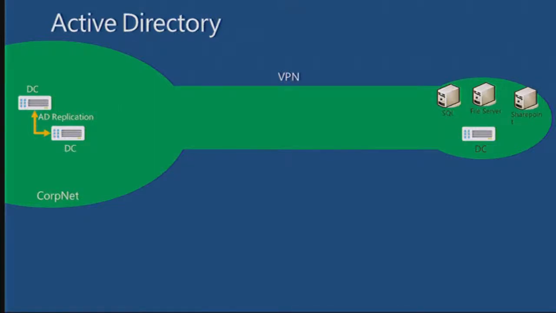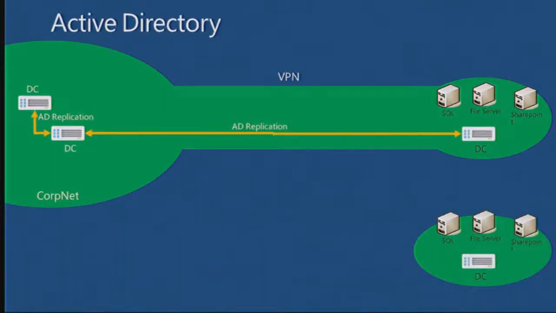And maybe in that branch office, I'd have a domain controller, a SharePoint server, a file server, a SQL server. And that would allow me to replicate data from the domain controllers to each other and service the users in that location. So SharePoint users, for example, are going to need a SQL server, a SharePoint server, and a domain controller. A file server could be useful in that scenario.